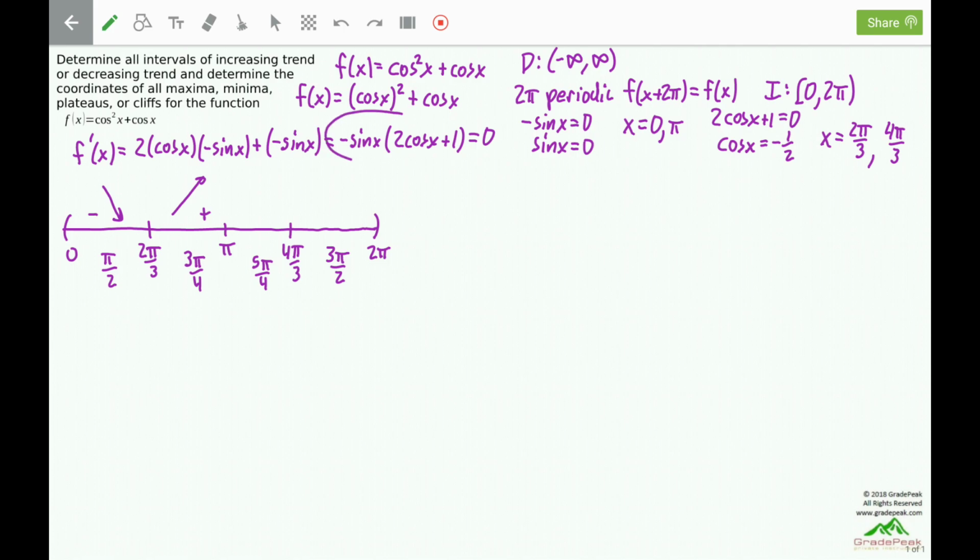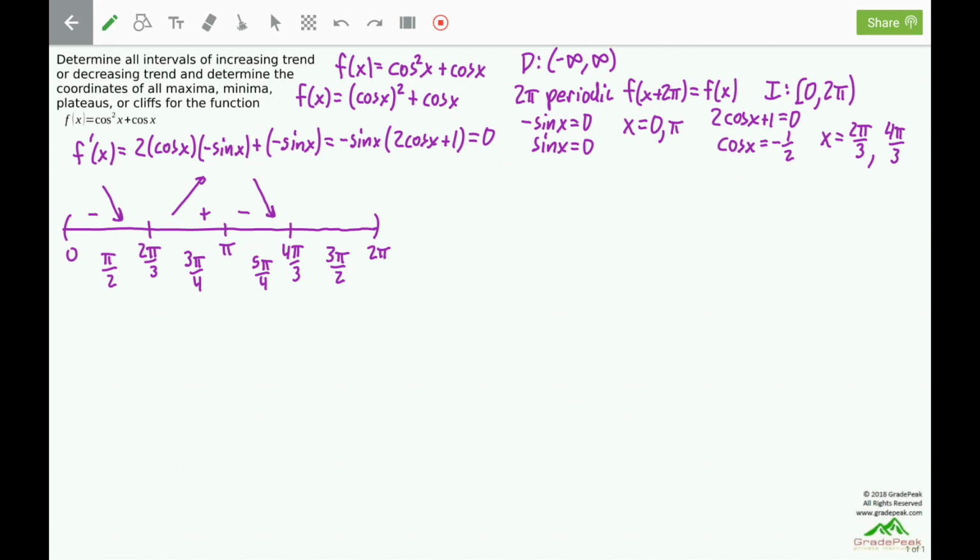Plugging a 5 pi over 4 in. 5 pi over 4 is in the third quadrant, so sine and cosine will both be negative root 2 over 2. 2 times negative root 2 over 2 is negative root 2, plus 1 is a negative. Sine will also be negative, and then times a negative, that's 3 negatives multiplied together. That will give a negative first derivative, which indicates a trend decreasing.